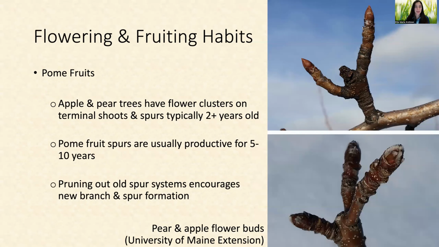Thinking about their flowering and fruiting habits of pome fruits, apple and pear trees have flower clusters on terminal shoots and spurs, typically 2 years old or older. Pome fruit spurs are usually productive for about 5 to 10 years. So pruning out old spur systems that are older than that typically encourages new branch and spur formation and therefore more fruit.